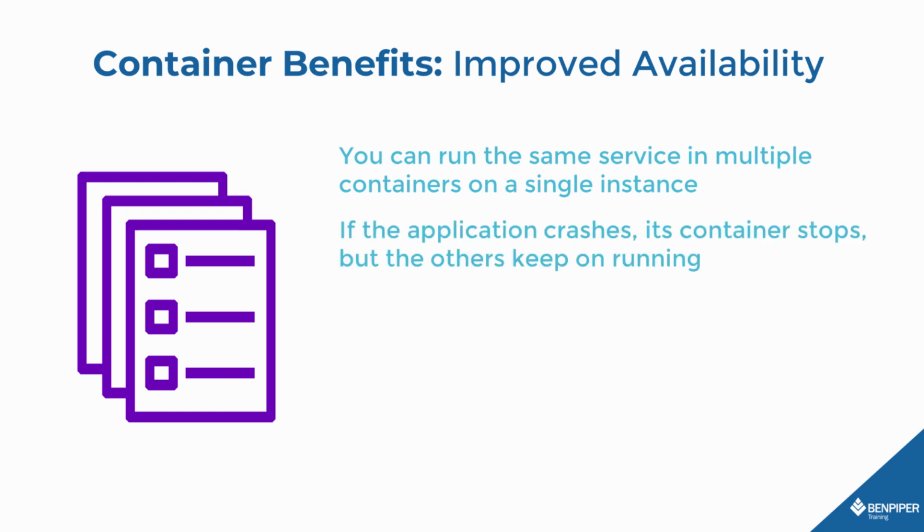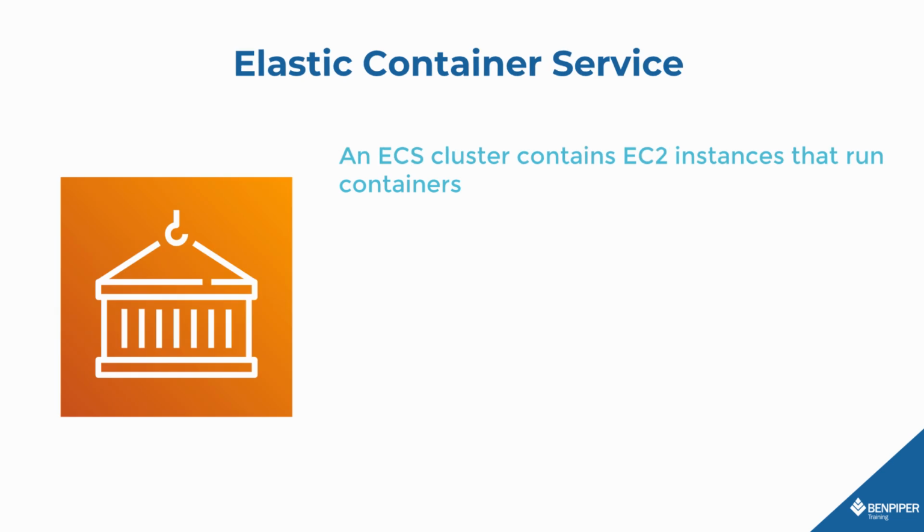But using containers, you can run the service in multiple containers on a single instance. If the service crashes in one container, again perhaps due to a bug, that container stops, but the other containers keep on running. In a way, it's like getting multiple instances for the price of one. The Amazon Elastic Container Service, or ECS, makes it really easy to use containers.